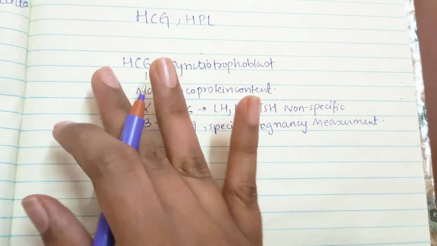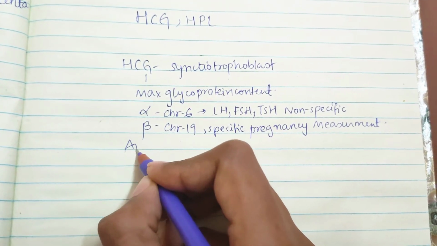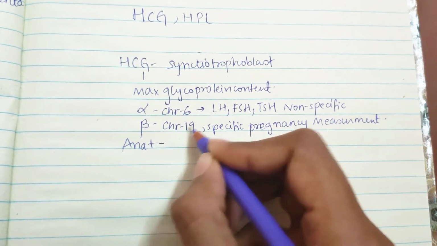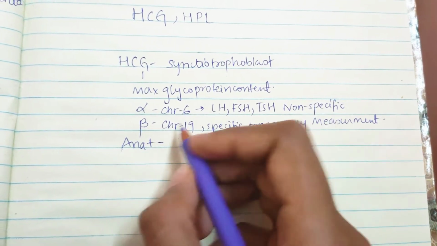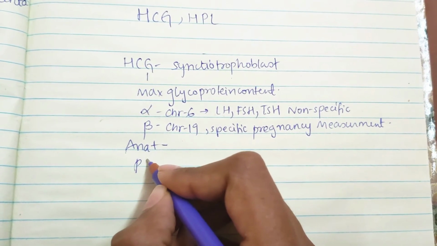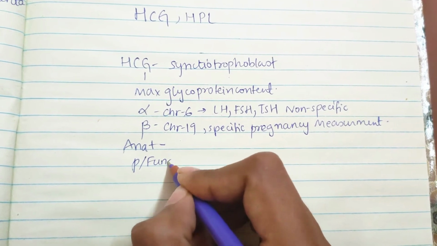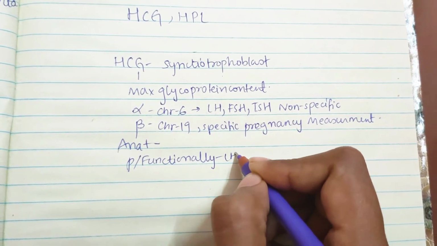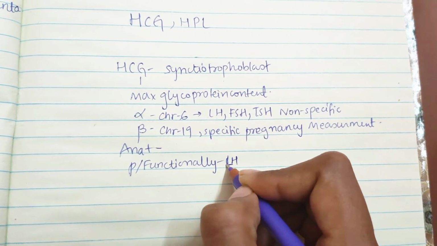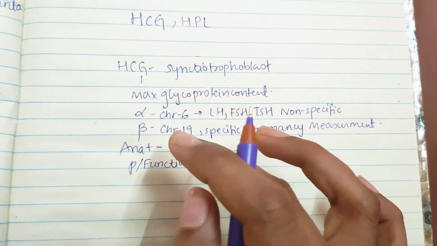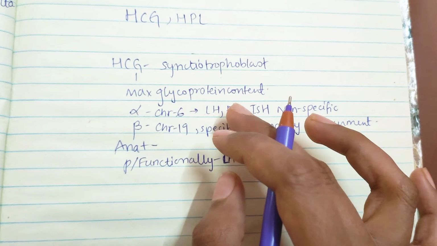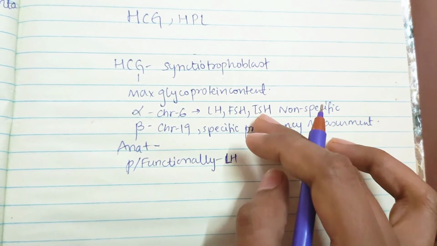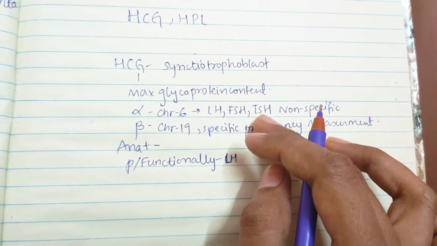And as we said, this HCG hormone is anatomically similar to LH, FSH and TSH, but functionally it is similar only to the luteinizing hormone. This is very important: functionally only similar to luteinizing hormone, but anatomically it is similar to luteinizing hormone, FSH and TSH, all these hormones.